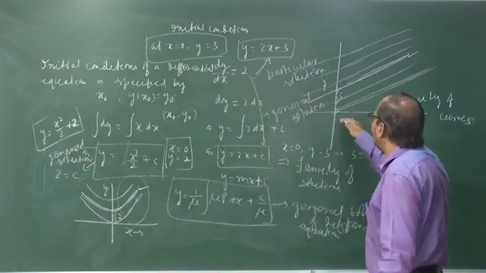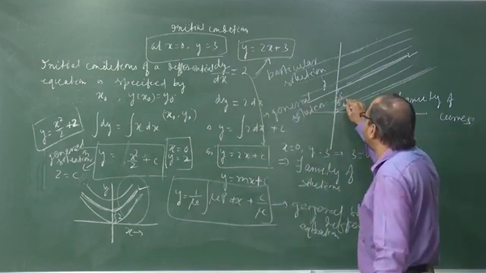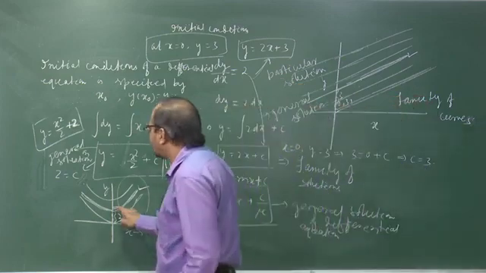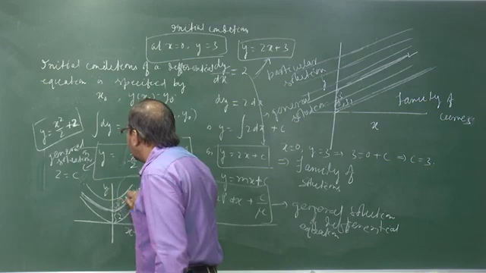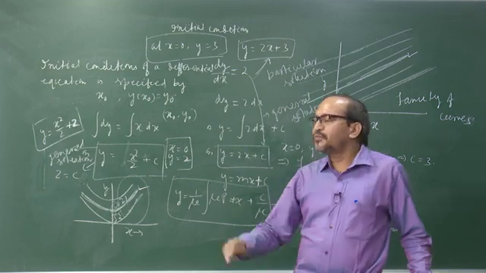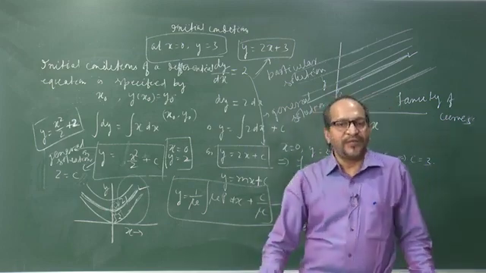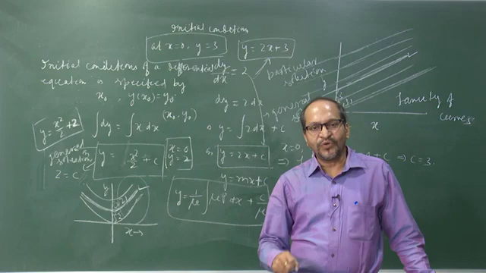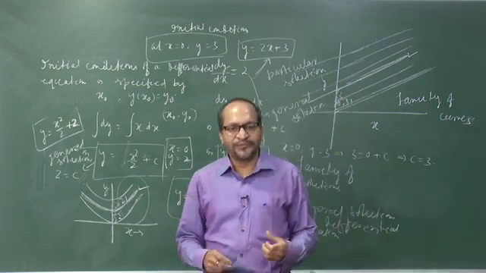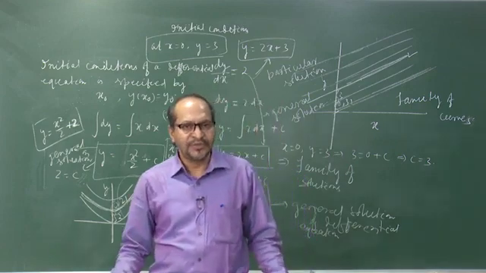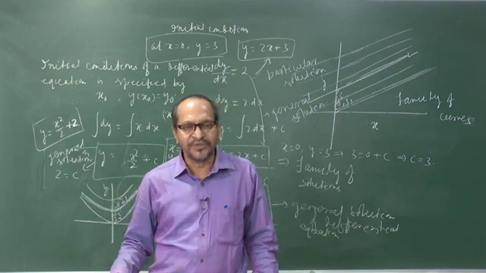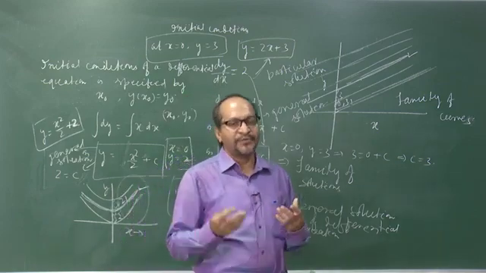So, this curve must pass through the point 0, 3, where x0 is 0 and y0 is 3, while this curve must pass through the point 0, 2. Here 0 is the x0 and y0 is 2. This is what we call an initial value problem. If you do not have an initial value problem, then we obtain the solution as a general solution involving an arbitrary constant, and in fact it is an infinite number of solutions. Geometrically speaking, it is a family of curves.